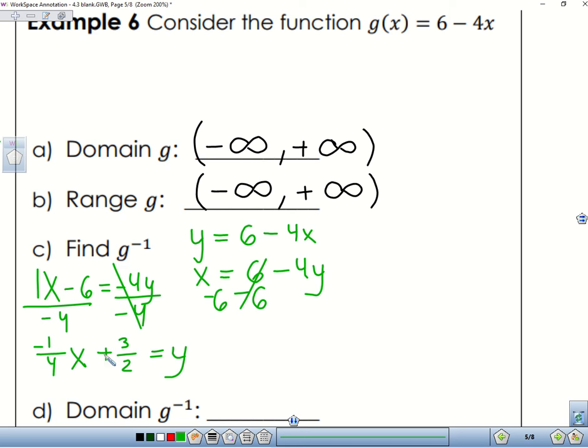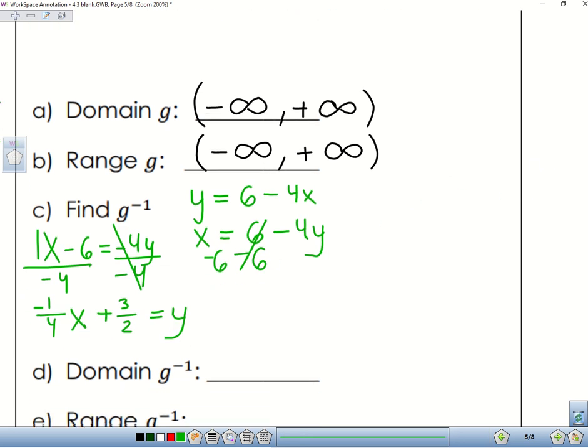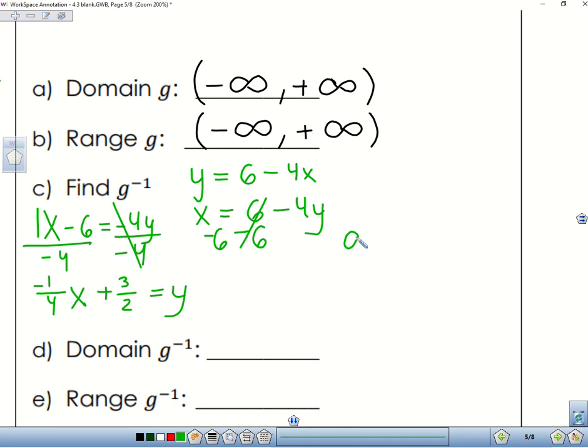So you do the 1x and then you do separate? Yeah, because basically you're dividing each term by the negative 4. So you could leave it like this, but I just write it out so it's in y equals mx plus b form. So now that I have the equation, our inverse, typically you call your inverse g inverse of x like this. You write it like this, and then you would just write what the inverse is.